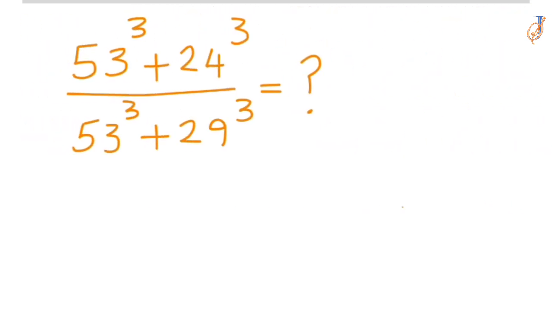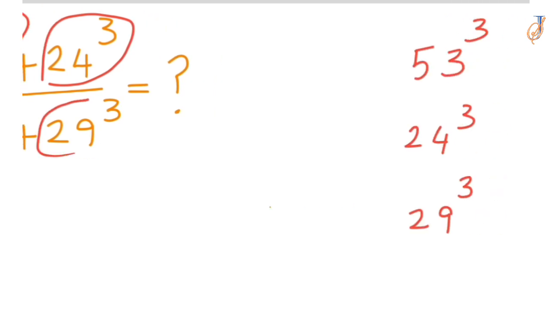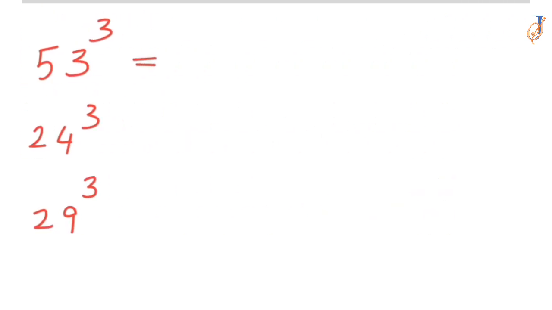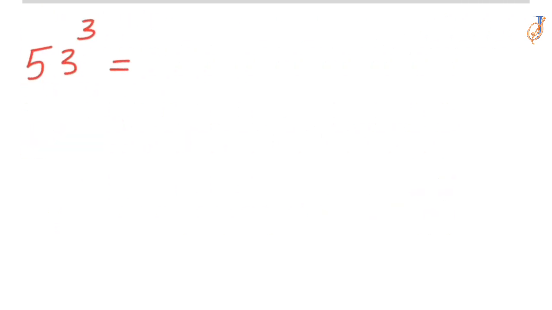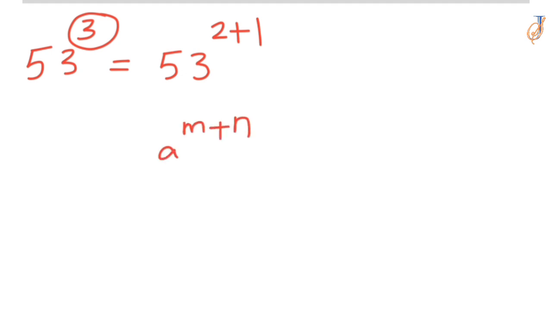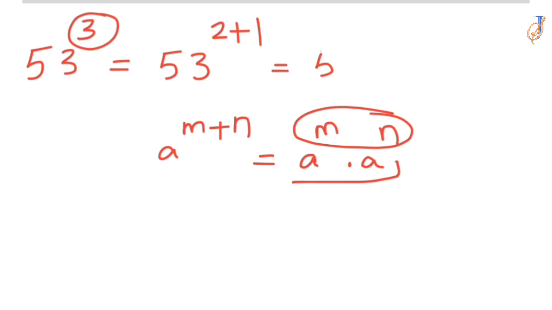Observe the numbers. We have 53 whole power 3, 24 whole power 3 and 29 whole power 3. First let's start with 53 whole power 3. We can write this 3 as 2 plus 1, which is the same as 3. Now it is in the form of a power m plus n, isn't it? So we can write this as a power m times a power n. Use this property here. 53 power 2 times 53 power 1 is nothing but 53 only.